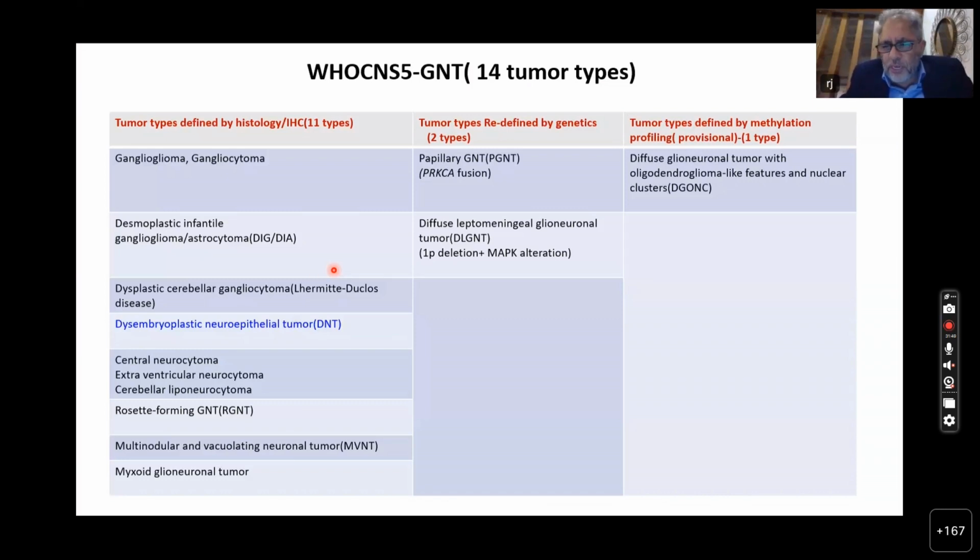I wanted your one comment on this relationship with hamartoma, because some people say DNET is not really a tumor, it is basically a hamartoma, and sometimes it can actually be confused with a hamartoma.